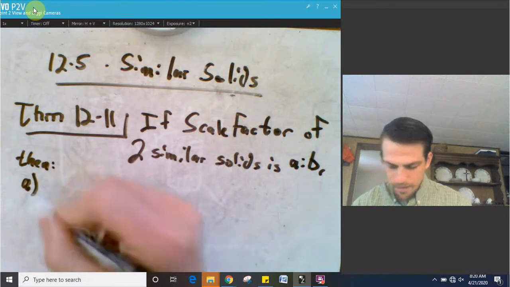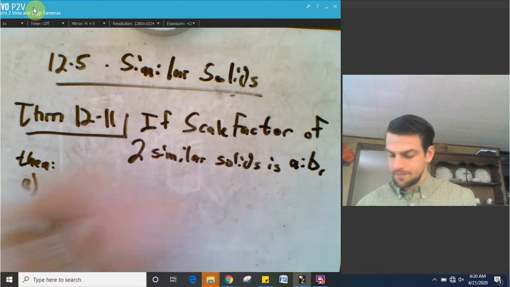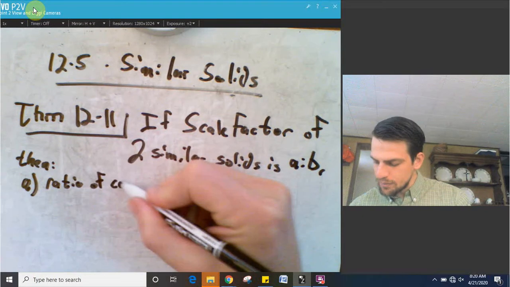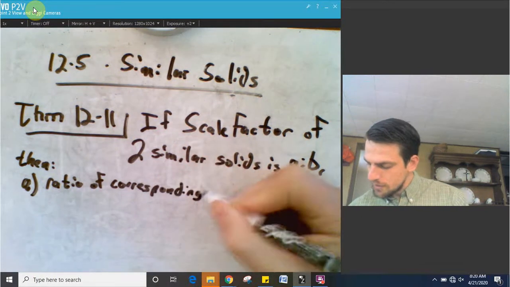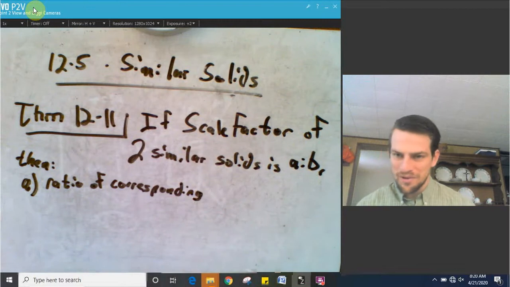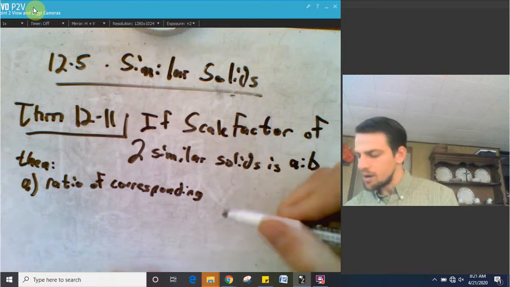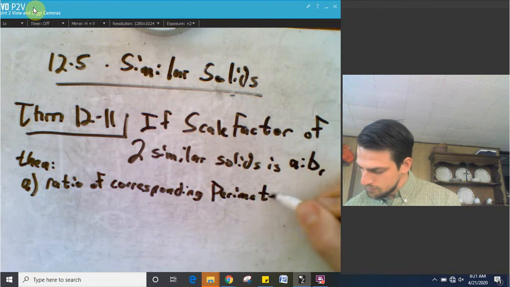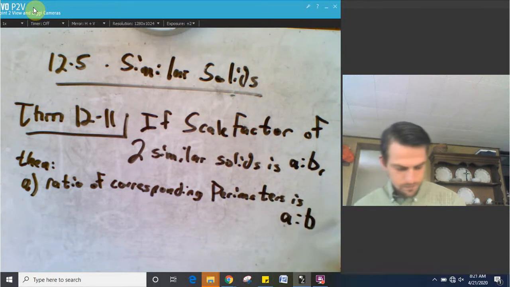First part, we'll call it A, is that the ratio of the corresponding perimeters is a to b. Note the word corresponding perimeters. In our other theorem, we could just say perimeter because there's only one perimeter on a plane figure. But in solids, you might have to identify which face's perimeter we are looking at. So perimeters is a to b.